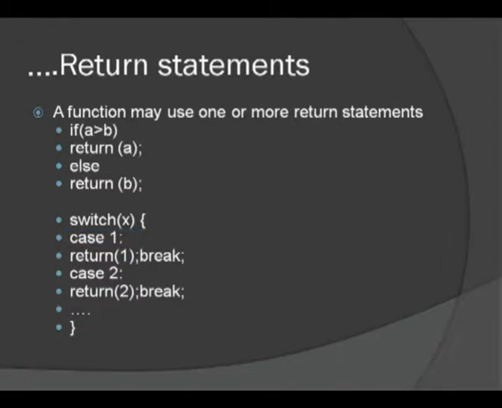The same is true for a switch case construct also. If case 1 is true, then we have to return the value 1, and if case 2 is true, we have to return the value 2. Such exceptional conditions may occur where in a single function we may have more than one return statement, but the ultimate value that is returned is only one in number.